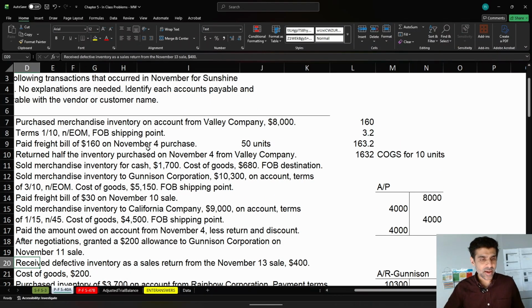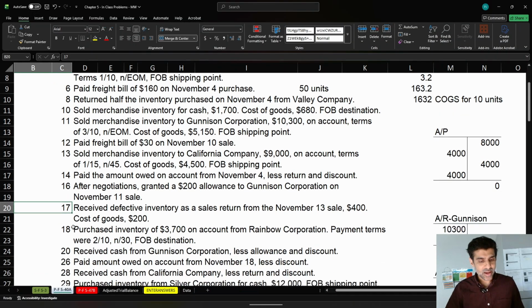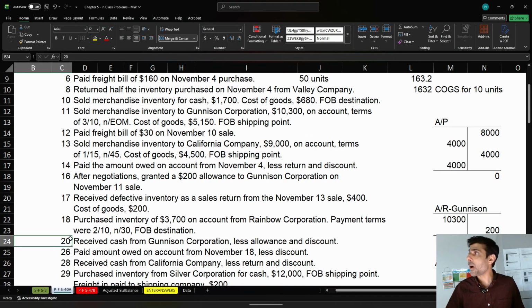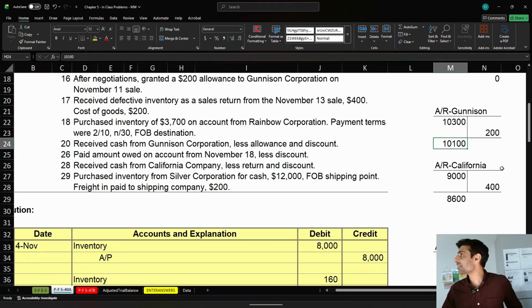So will they get the discount? Let's see. We offer them terms of 3/10, net end of month. So they had till the 21st to pay us, and we can see here that they are paying us on the 20th. So yes, they will get this 3% discount. So 3% means that they're going to pay us 97%. But 97% of what? It's going to be 97% of this outstanding balance.